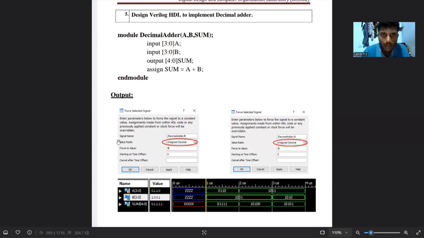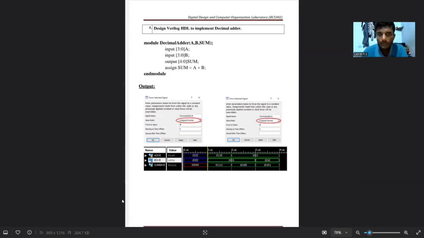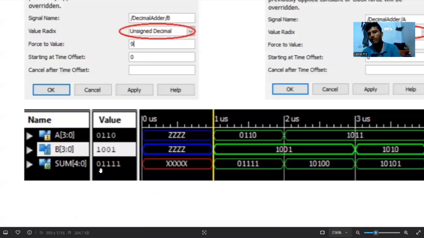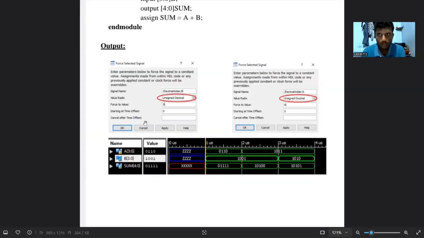For the output, we first have to change the value radix to unsigned decimal, and then we perform the operation. The first value will be 9 and then 6. Then we will get the addition of the two numbers as 15, which is represented in binary as 0, 1, 1, 1, 1. Thank you everyone.